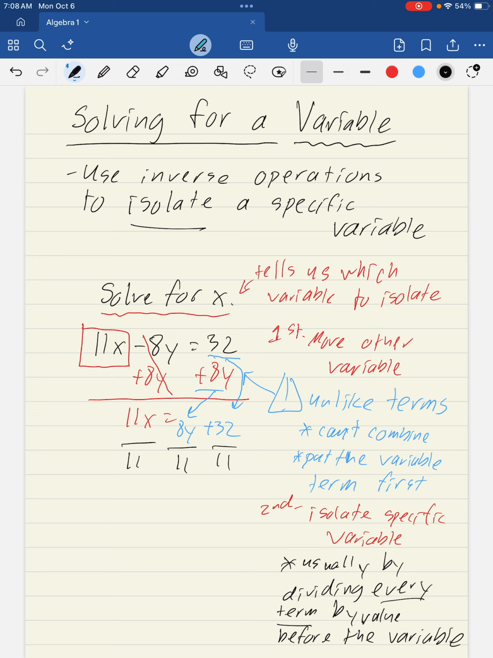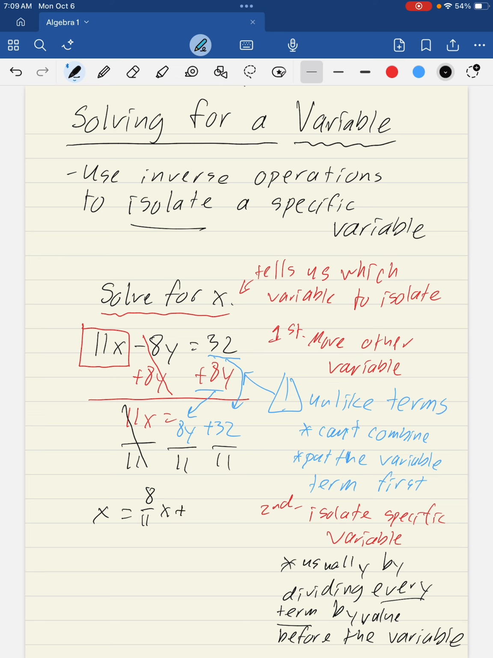What we have over here, our 11s cancel, so we just have x. We cannot really work with this part right here, 8 over 11. That's just going to be 8 over 11 y, and we write it as a fraction. And then 32 over 11. You can't get an integer with that either, and we really want to get integers if we're going to reduce our fractions.